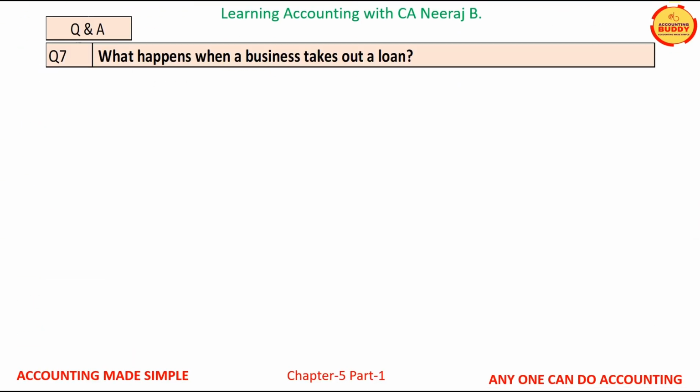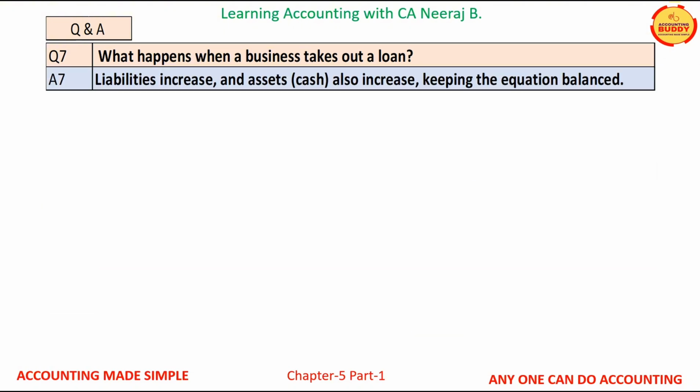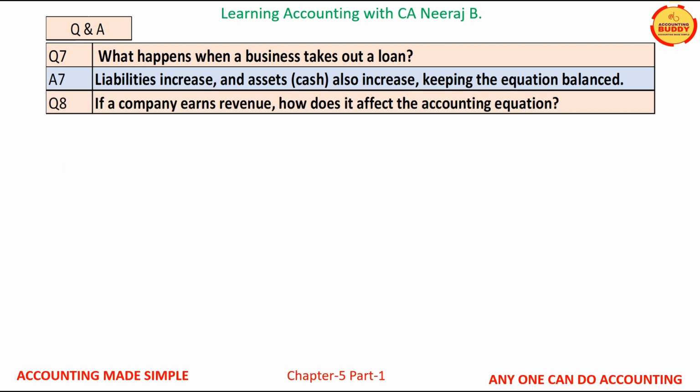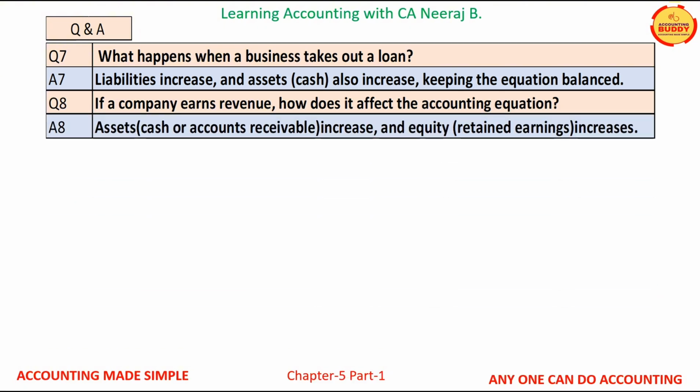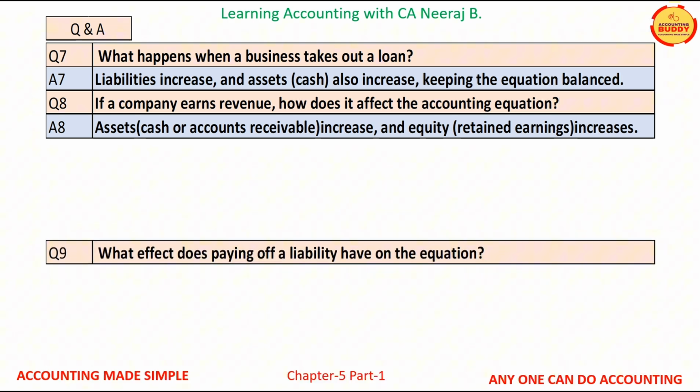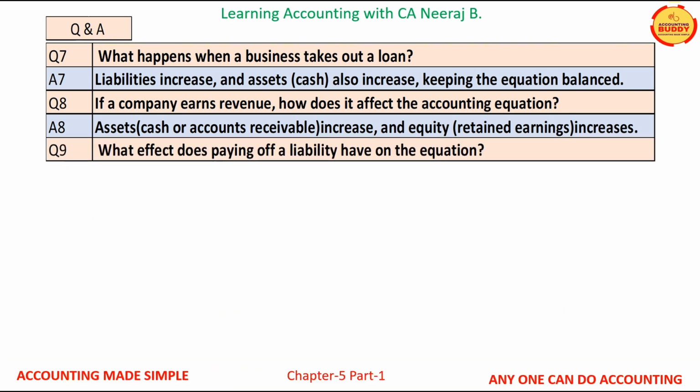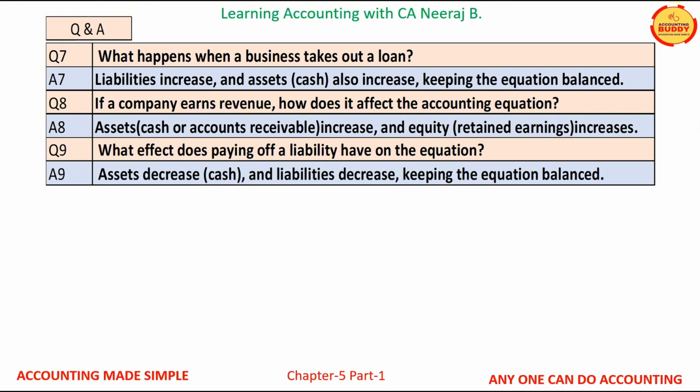Question number 7 on your screens is, what happens when a business takes out a loan? The answer is liabilities increase and the assets also increase, keeping the equation balanced. Question number 8. If a company earns revenue, how does it affect the accounting equation? The assets increase and the equity also increases. Question number 9. What effect does paying off a liability have on the accounting equation? The answer is assets decrease and the liabilities also decrease, keeping the equation balanced.